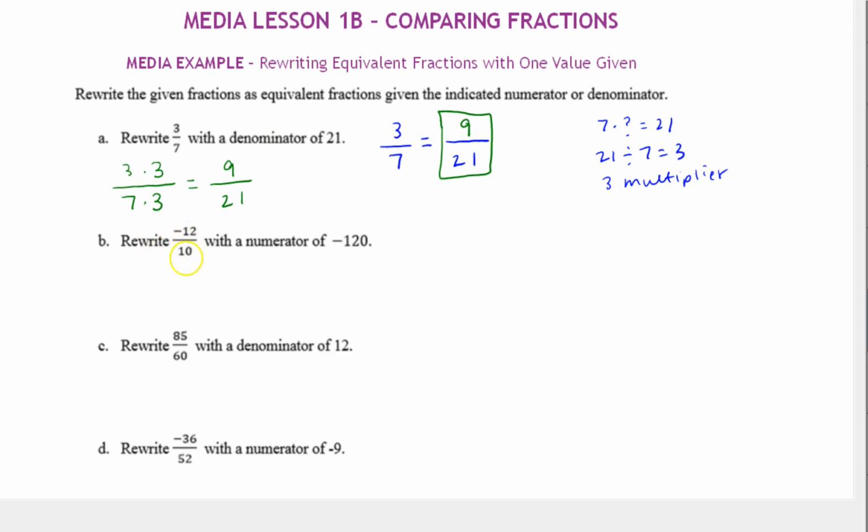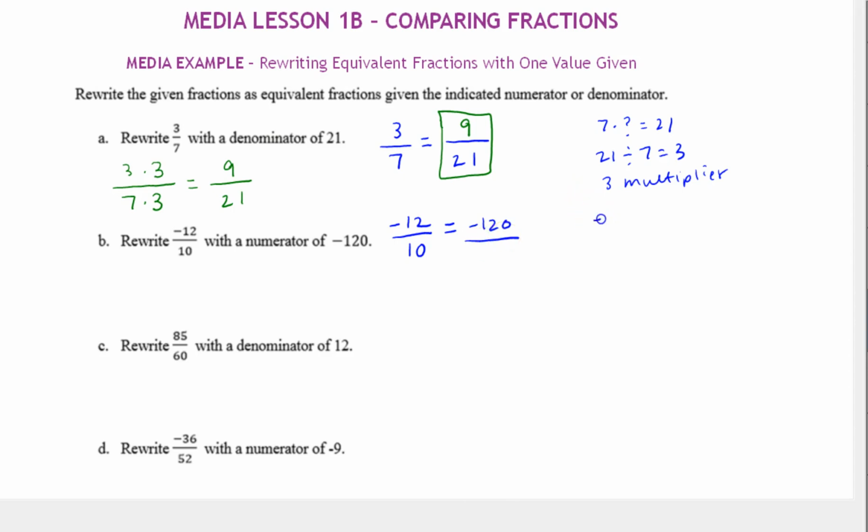Rewrite negative 12 over 10 with a numerator of negative 120. So negative 12 over 10. And notice in this case, they didn't give us a denominator, they gave us a numerator. And the numerator is the top number. So our goal is to find the number that goes here. Okay. So it's going to be the same idea.